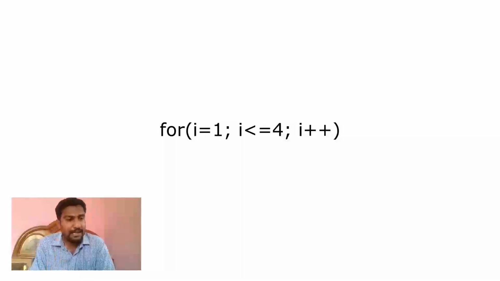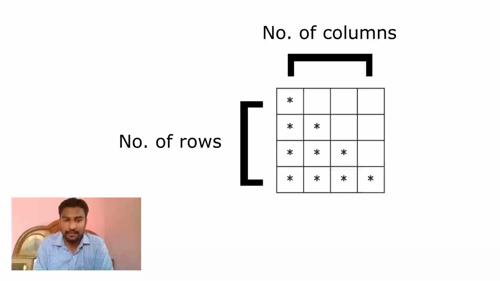The for loop statement will be for i = 1, i <= 4, i++. But my question is, when the row is 1, I have to print a single star, and in the previous program also a single star. But when it comes to the second row, I have to print 2 stars. When it comes to the third row, I have to print 3 stars, and at the end, when my row is 4, I have to print 4 stars. That means the number of columns will depend on the number of rows.